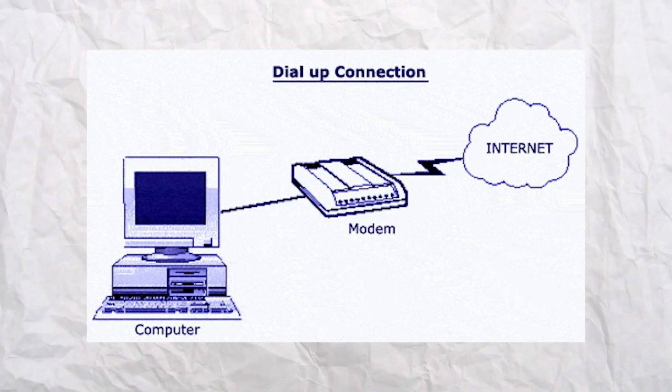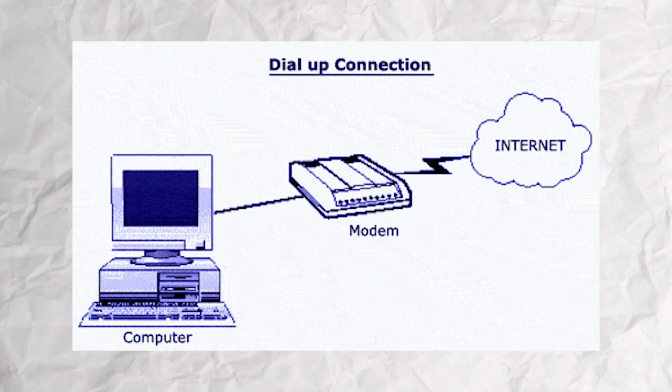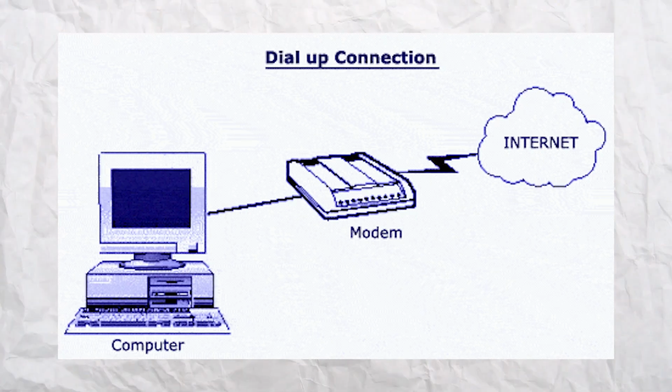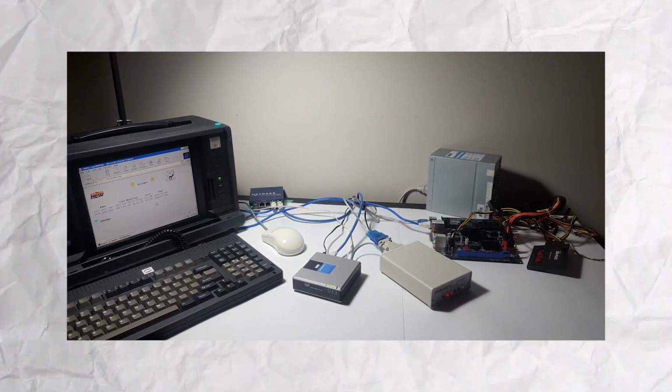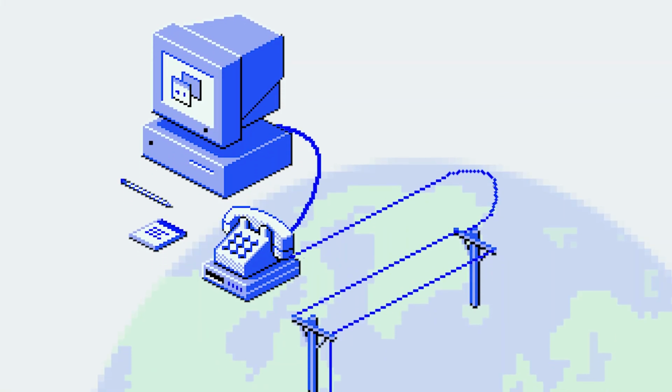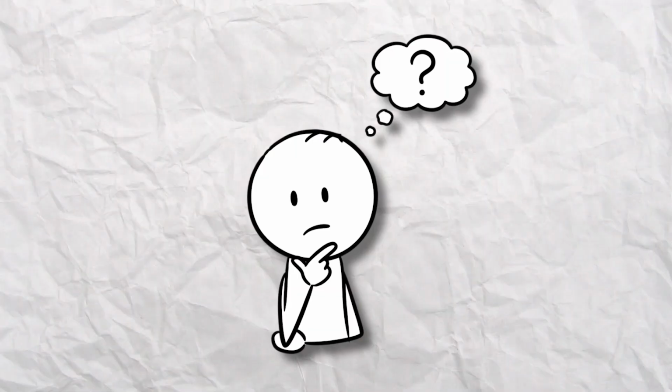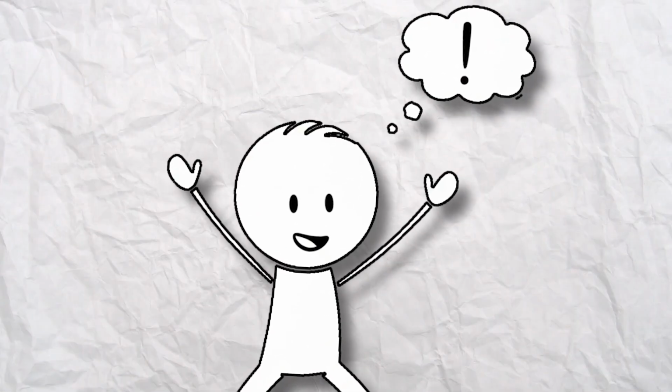Dial-up internet emerged as the first widespread way for regular people to access the internet from their living rooms. This technology became available to consumers in the early 1990s, when internet service providers began offering dial-up access through existing telephone networks. The concept behind dial-up is surprisingly simple yet ingenious.